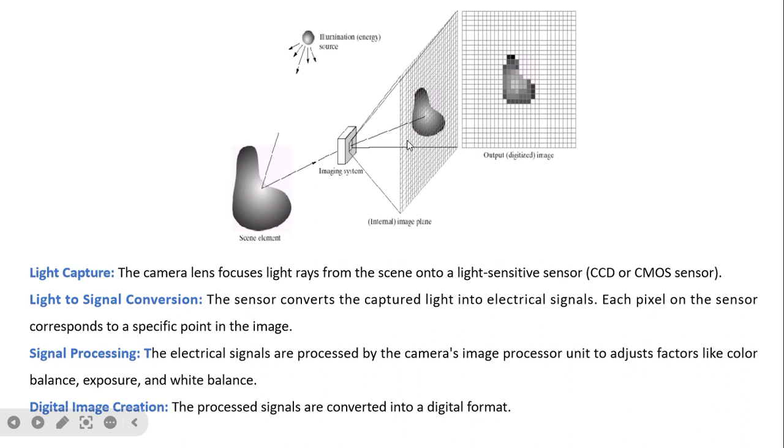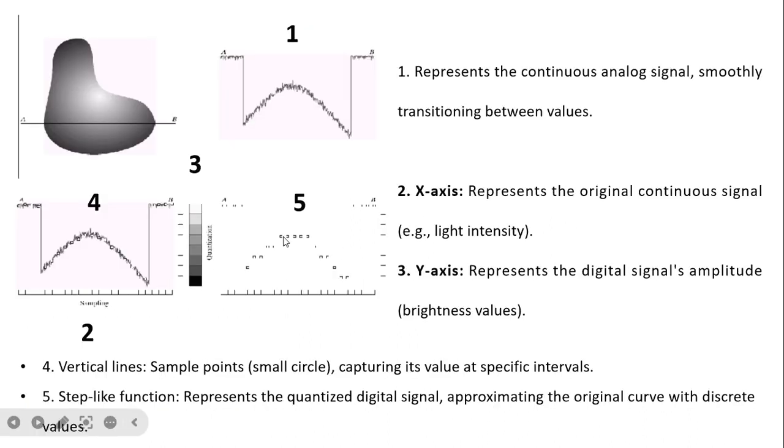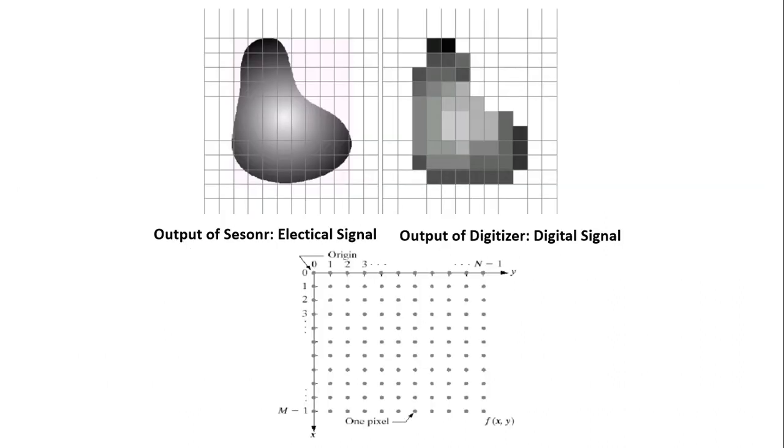So when this grid is very fine, we are getting more number of pixels in an image, that is nothing but more samples. Signal processing. The electrical signals are processed by the camera image processor unit to adjust factors like color balance, exposure and white balance. This is only to capture a good quality image. Now digitizer. The processed electrical signals are converted to digital format. Now see, this is the image we want to capture. So after the conversion from analog image to digital image, we will get it like this. This is the object which we want to capture, and this is nothing but its digital conversion.